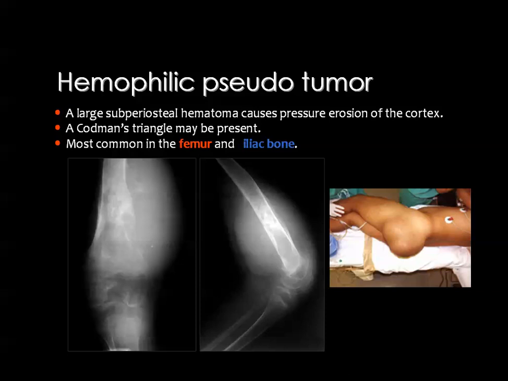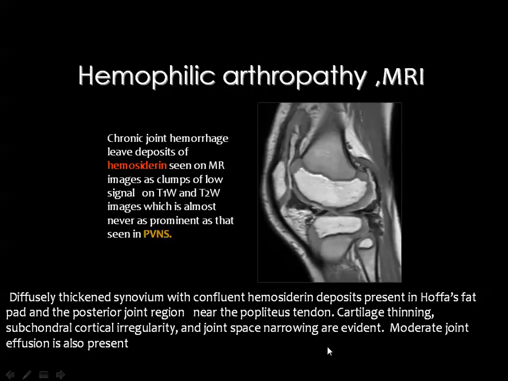But the clue for the diagnosis of hemophilic pseudotumor is the presence of the manifestations of hemophilia in the adjacent knee joint. And you see a widening of the intercondylar notch, enlargement of the epiphyses, and the increased density of the periarticular soft tissue structures.